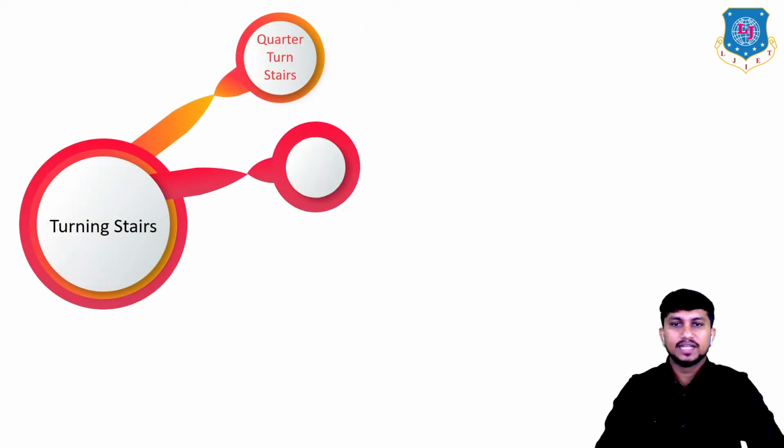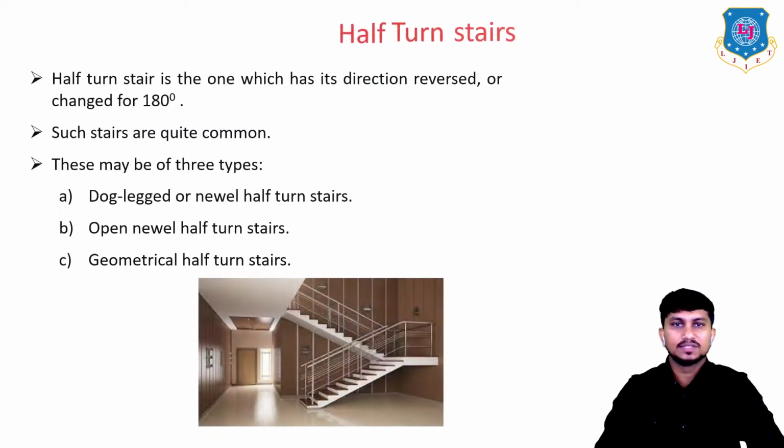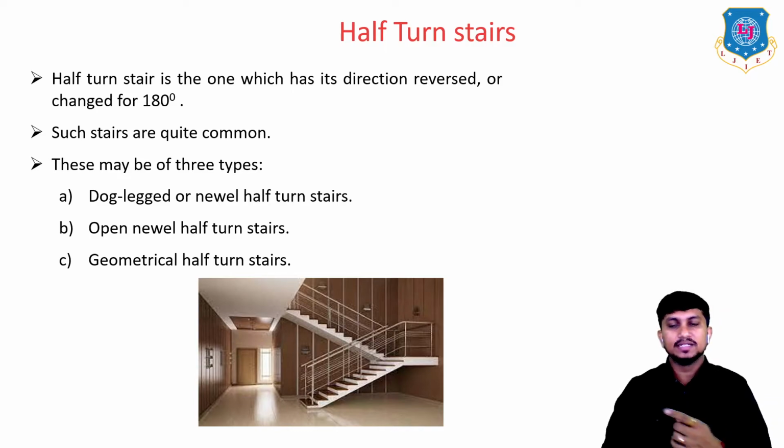Second type of turning stair is half-turn stairs. Let's discuss half-turn stairs. A half-turn stair is one which has its direction reversed or changed by 180 degrees. You can clearly see the image of a half-turn stair. One flight is in one direction and the second flight is exactly in the opposite direction. Such stairs are quite common in a number of residential buildings.